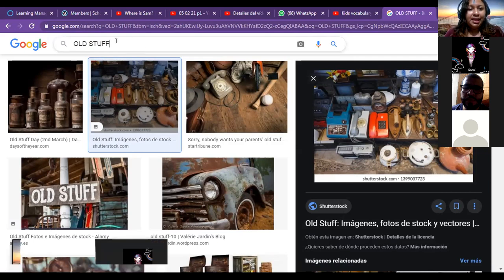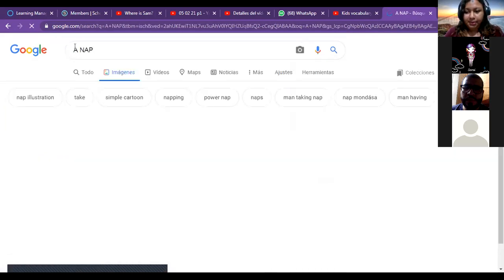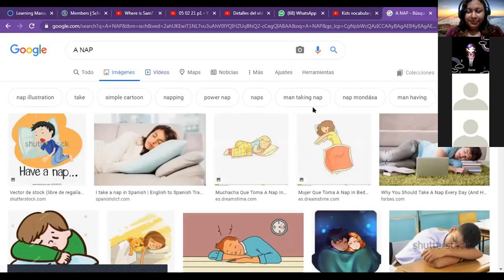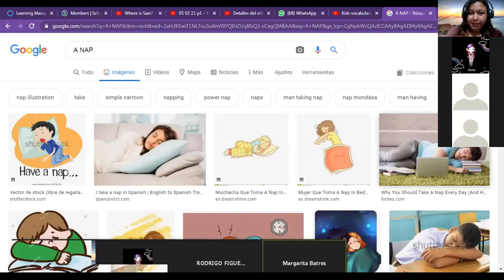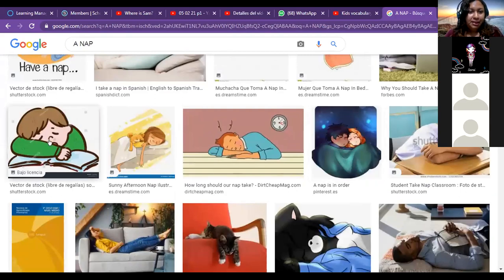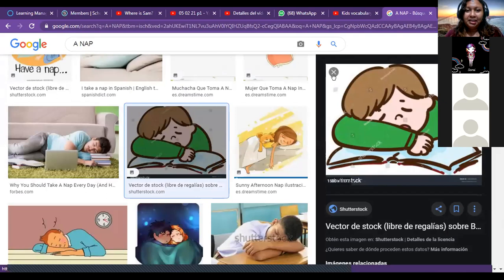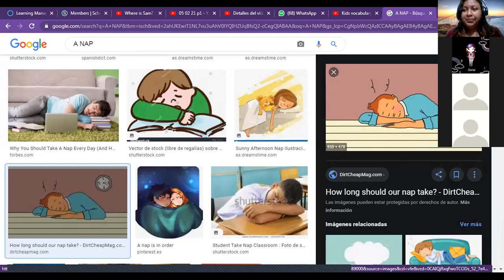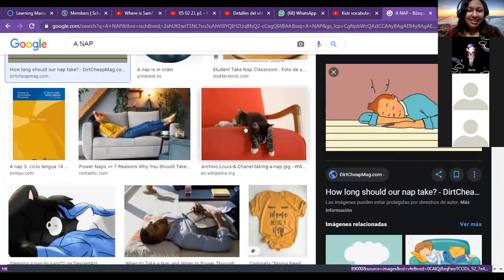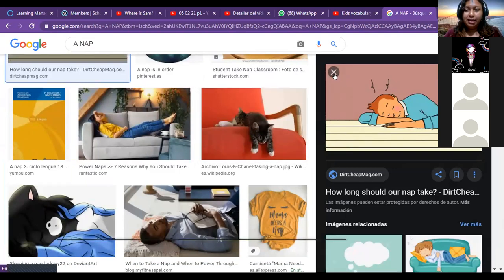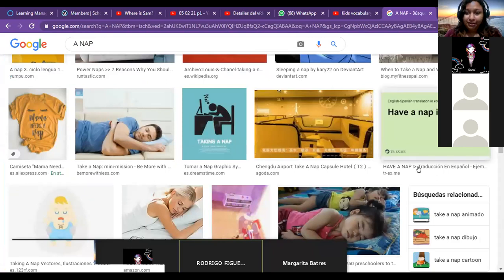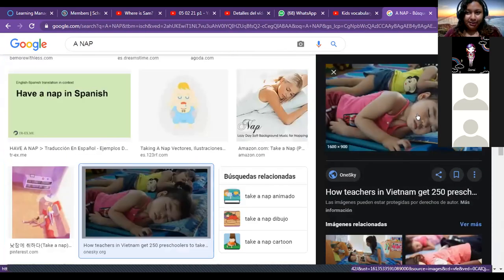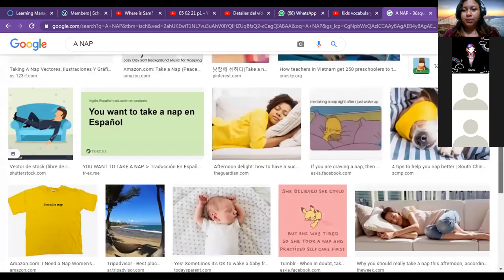Now, a nap. Repeat it with me. A nap. A nap is to sleep, but for 10, 20, 30 minutes. For example, he takes a nap at school or a nap at work. You see, a nap, 10, 15, 20 minutes, 1 hour. What is a nap in Spanish? Una siesta, right? To take a nap. So a nap is short. Oh, look. A nap at school. Okay.